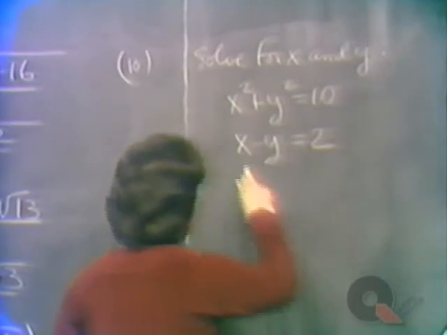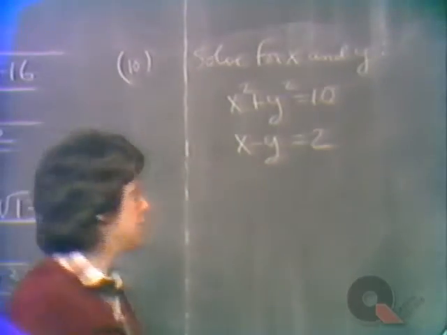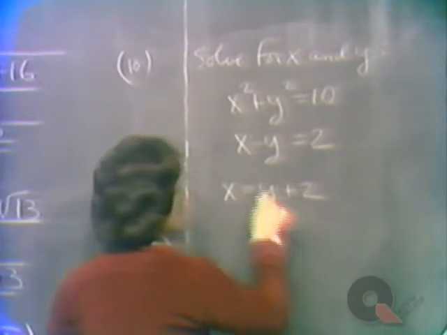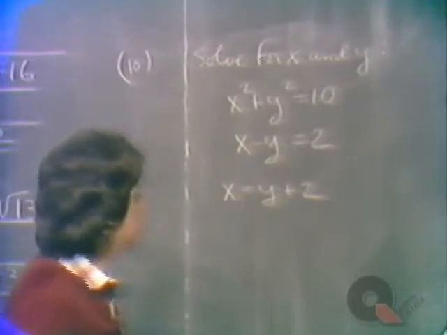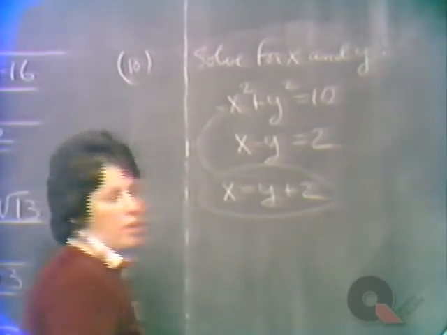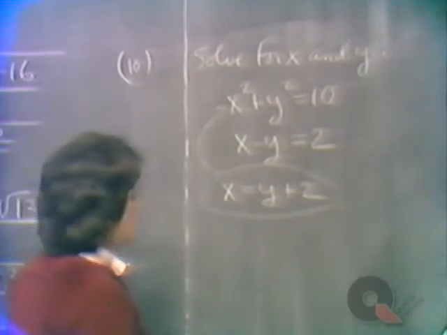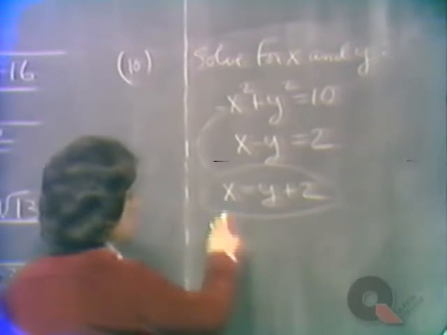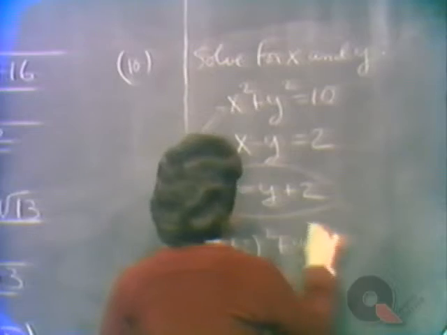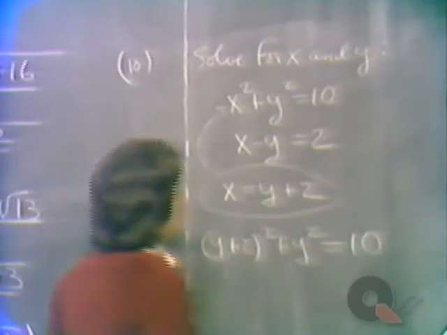So if we solve the second equation for x, x equals y plus 2, by adding y to both sides. We're now going to take this value and substitute it back in there. x squared plus y squared equals 10 will now be y plus 2 squared plus y squared equals 10.